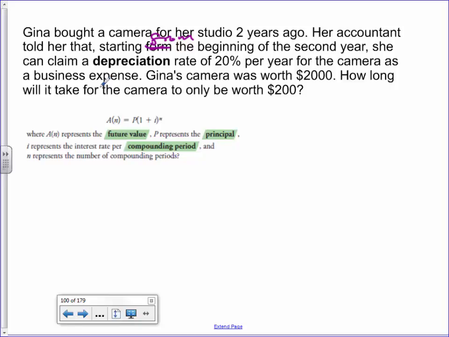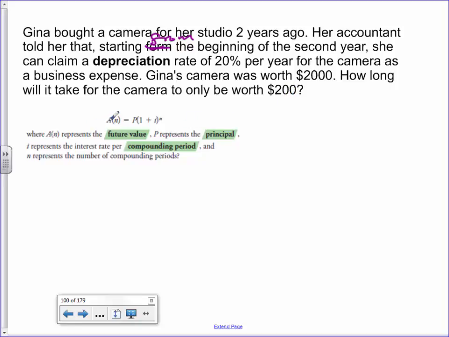Houses usually increase in value over time. So if something depreciates, it's actually losing money. Here's the thing: Gina's camera was worth $2,000. How long until it's only worth $200? If you use that same sort of formula, where should the number 200 go?